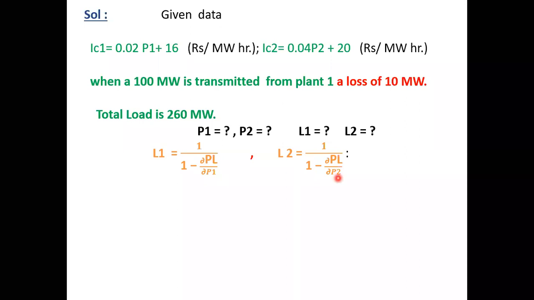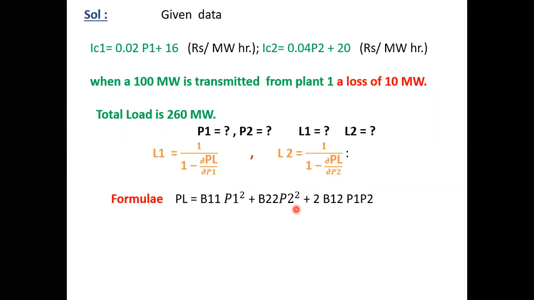But the point is how to find L1 and L2. Already we have seen the same type of problem in the previous class. For example, in this problem the load is very near to power plant 2, then automatically L2 becomes 1. How does it become 1? Let's see. The formula for PL is B11 into P1 square plus B22 into P2 square plus 2 into B12 into P1 and P2. But whenever the load is connected to the second power plant, then automatically there is no necessity of the transmission line.